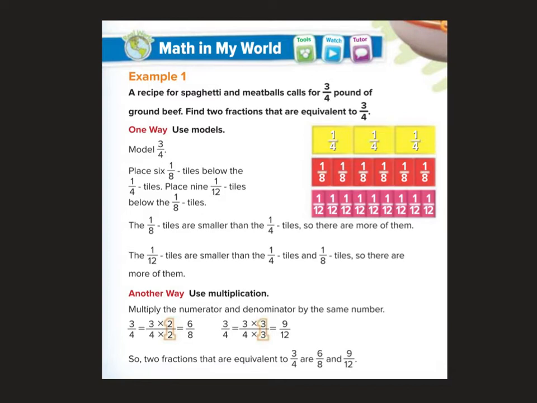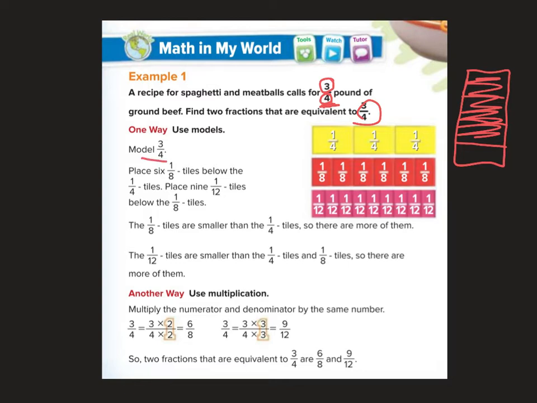It says, a recipe for spaghetti and meatballs calls for 3/4 of a pound of ground beef. So that means if we have 1 pound, I'm going to cut it into 4 equal pieces. And I need to use 3 out of 4 equal pieces of that ground beef. So I'll just have a little bit left over. It says find 2 fractions that are equivalent to 3/4.